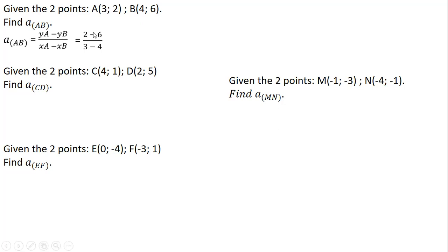Okay, when we add and subtract, we do it correctly. 2 minus 6: we take the greatest and we subtract, so 2 minus 6 is minus 4. 3 minus 4: we take the greatest and we subtract, it is minus 1. So minus 4 over minus 1. I don't leave it like this. Any fraction that can be reduced or simplified, it should be reduced or simplified. Negative over negative becomes positive, and 4 over 1 is equal to 4. Any fraction again that can be reduced or simplified, it should be simplified. So this is the slope of line AB, it is 4.